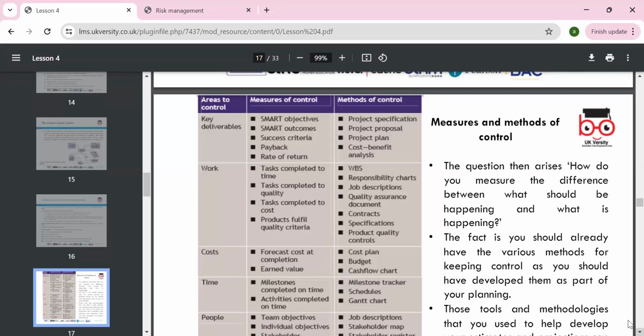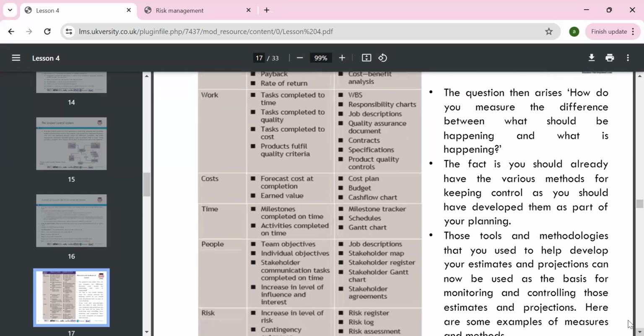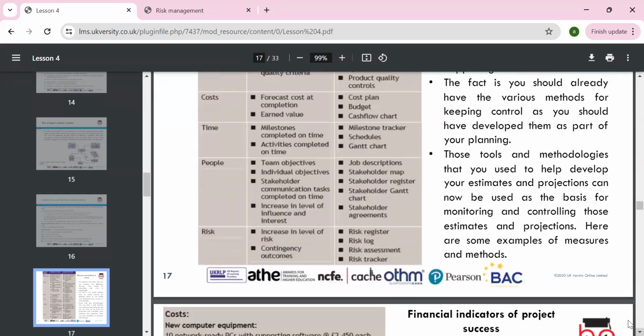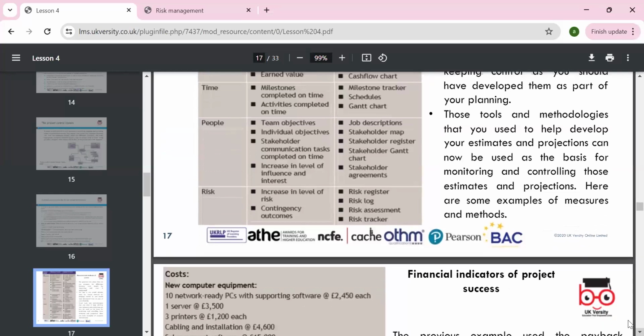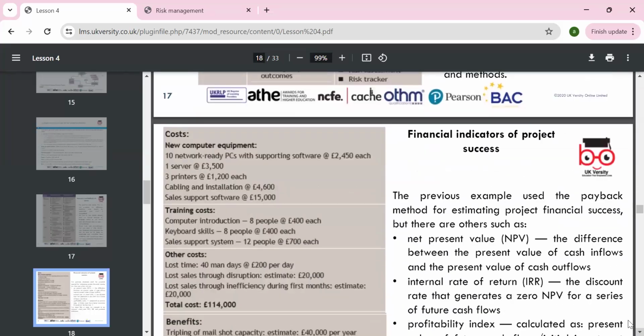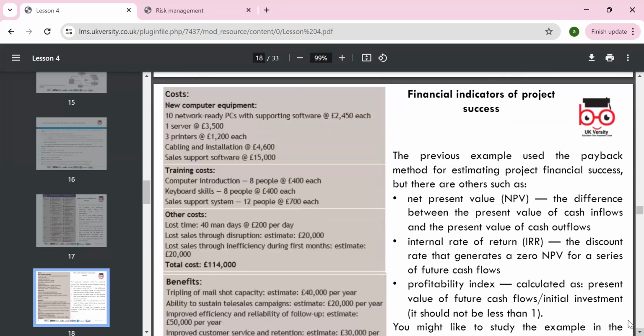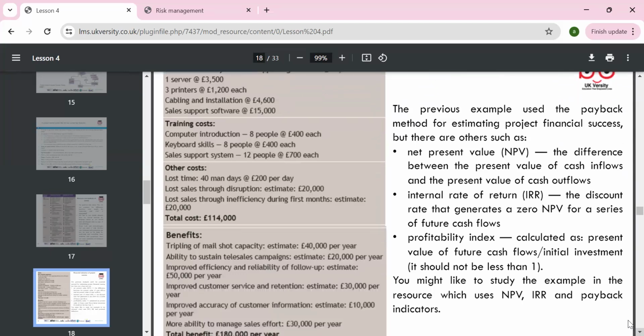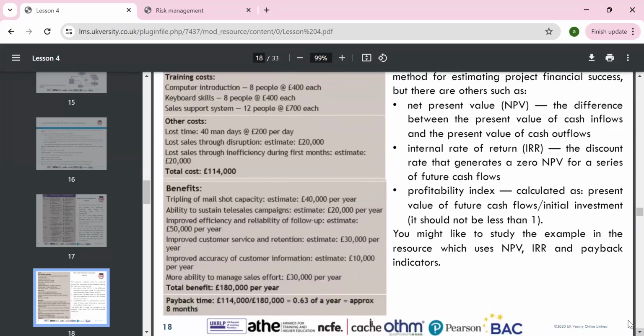It can be project specification, project proposal, plan, cost and benefit analysis, work completed, task time, quality, cost and productivity. All these are points we can look at. The cost, the forecast, the time, milestones, and the people are very important stakeholders, with their motivation and satisfaction level. We can look at the computer equipment, network, PC, supporting software, the servers and their cost, and all the training cost, other costs, and what the benefit will be.